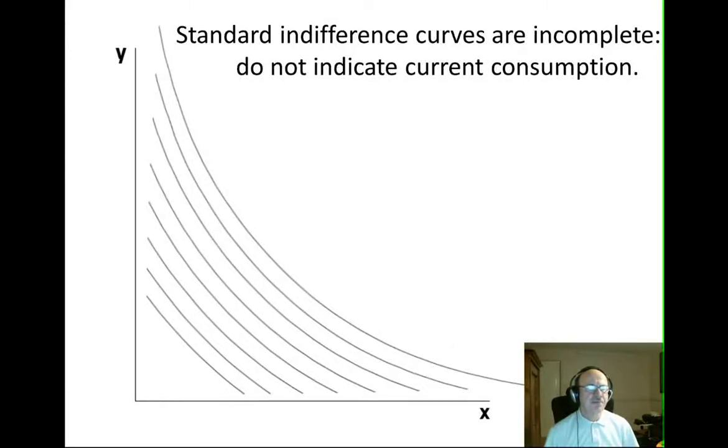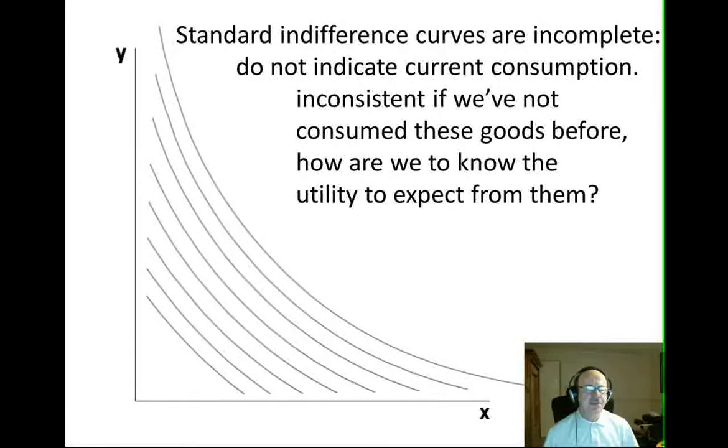However, this is obviously a contradiction, because if we have not consumed these goods in the previous period, then how are we supposed to know how much utility we should expect from them? It doesn't make any sense. Either we consumed these goods before, in which case we need to indicate our current level of consumption, or we've never consumed these goods before, in which case it's impossible for us to describe our indifference curve. So that doesn't make any sense at all.